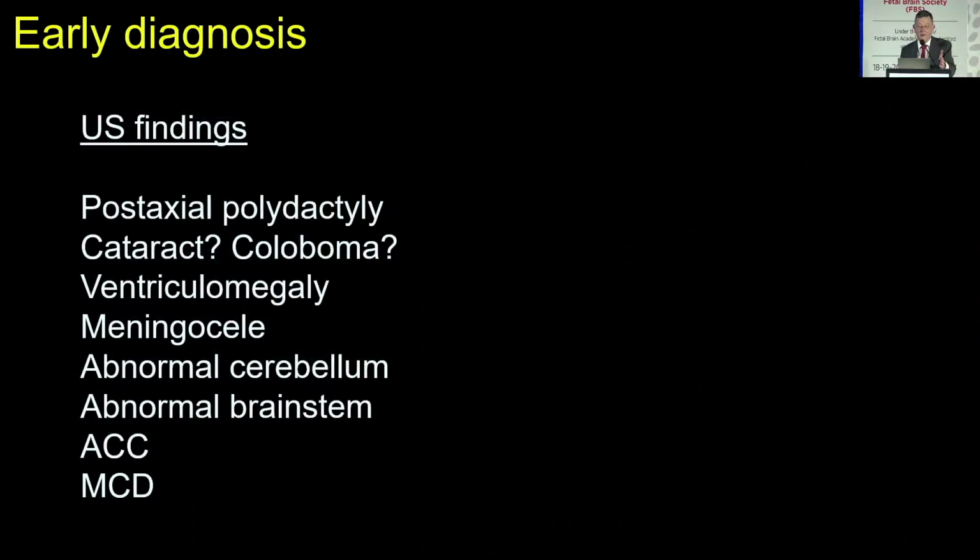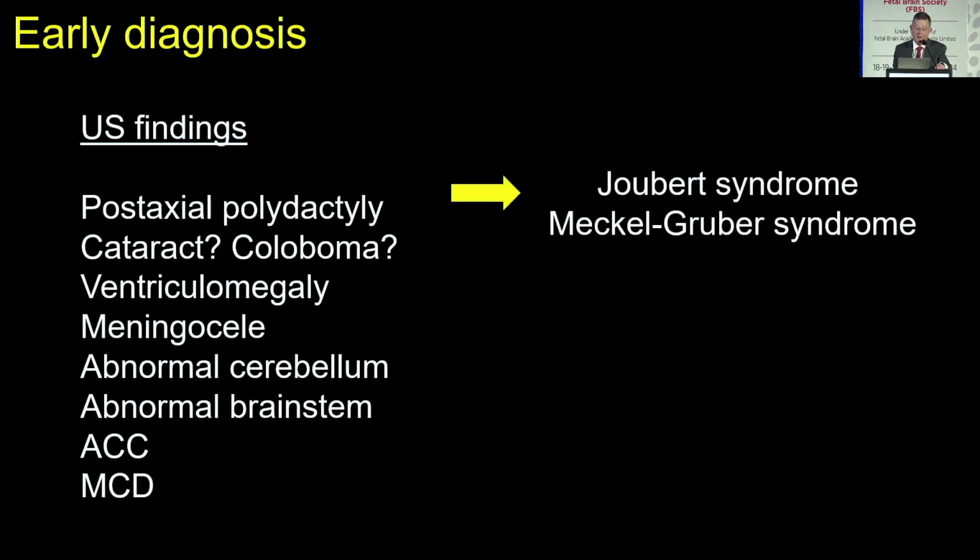So what we did this time, we put in the list post-axial polydactyly, cataract, coloboma probably, ventriculomegaly, meningocele, also a small meningocele, abnormal cerebellum, abnormal brainstem, agenesis of the corpus callosum, malformation of cortical development. At this time, before the possibility to have exome, we had the possibility to look for autosomal recessive disease, and there were two possibilities based on these HPOs.